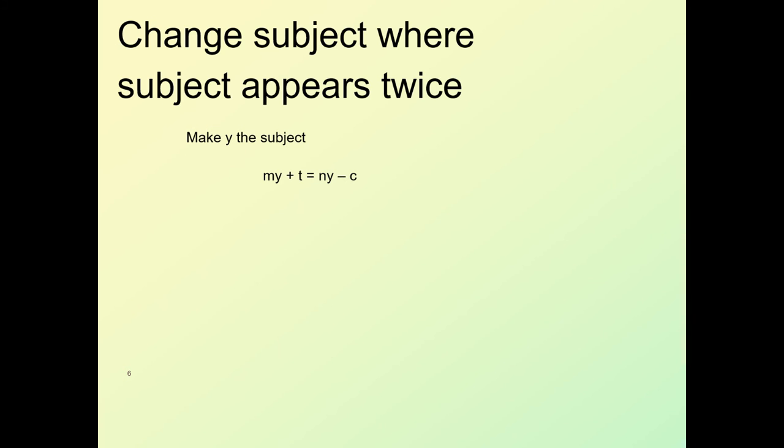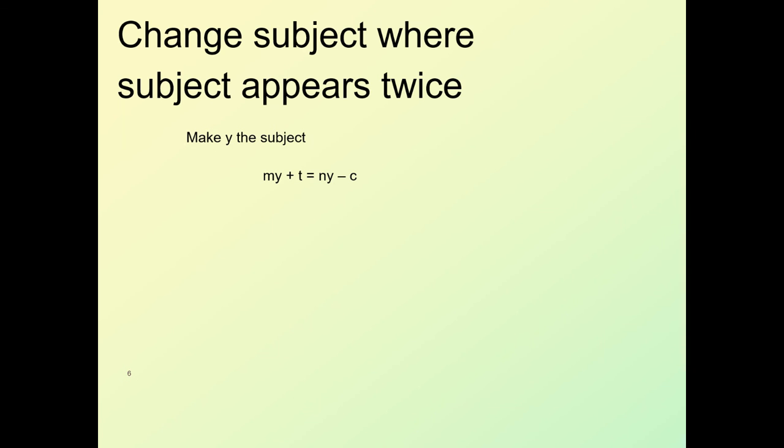What I'd like you to do now, using the two examples that we've learned, have a go at making Y the subject for this formula. My plus T is equal to Ny minus C. So making Y the subject, please pause the video, have a go, then press play when you're ready to carry on.